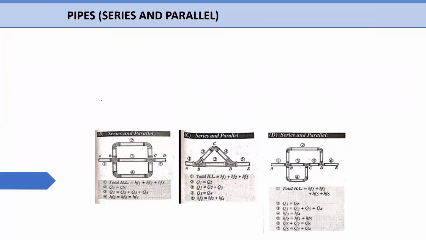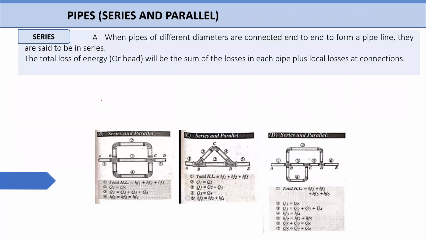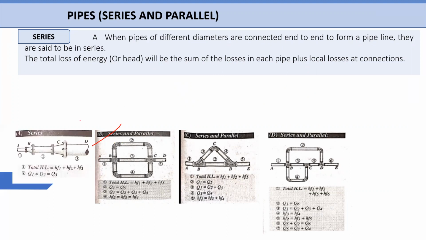Next is pipes in series and parallel. Series is when pipes of different diameters are connected end to end to form a pipeline. They are said to be in series. So we have this representation. The total loss of energy or head will be the sum of the losses in each pipe plus local losses at connections. Okay, this is also series.